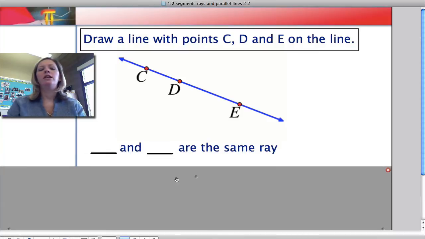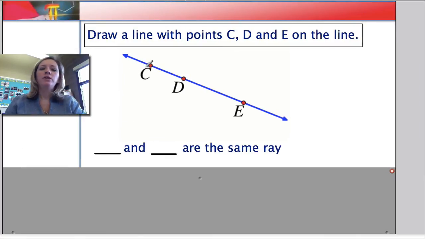Now what I want you to do is think about this and figure out what could be the same ray in this case. There's a couple of different correct answers, but what are 2 different names for the same ray? Okay, so if you're thinking about which rays could possibly be the same, they would have to have the same endpoint and they'd have to go in the same direction. So in this case, ray CD starts at C and goes through D, so it goes in this direction, would be the same as ray CE. Starts at C and goes through E.